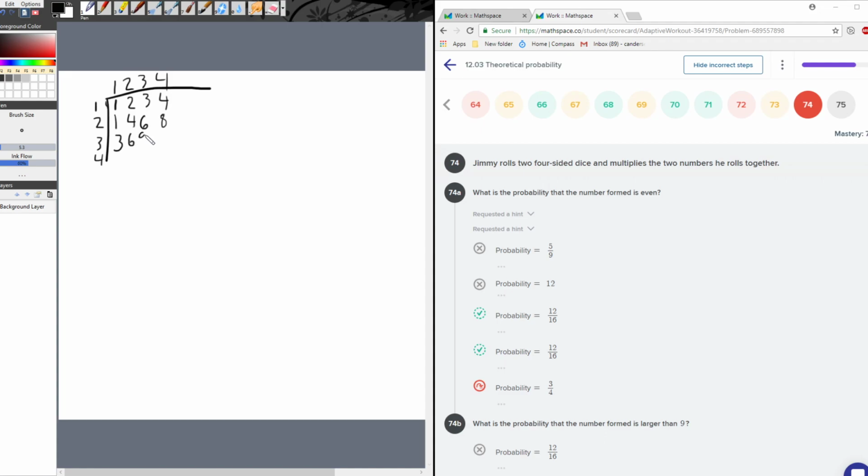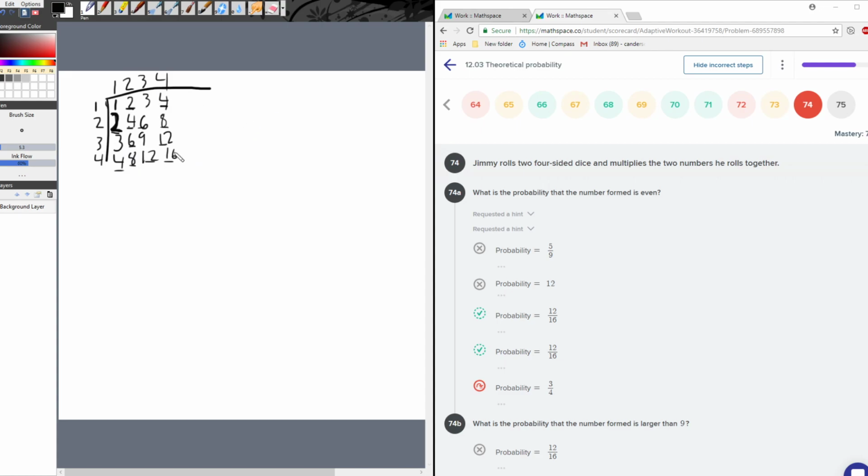3, 6, 9, 12, 4, 8, 12, 16. Because 4 times 4 is 16. Now, how many numbers are even? Well, we can count them. So we have a 2, 4. Oops, sorry, this should have been a 2. A 2, 4, a 6, an 8, a 6, a 12, a 4, an 8, a 12, and a 16.